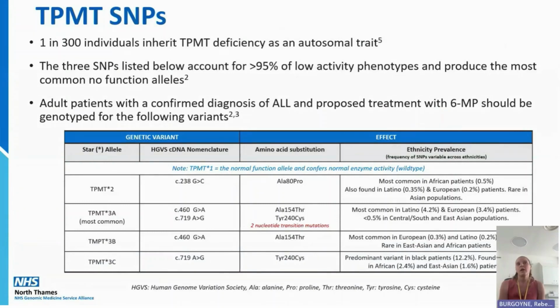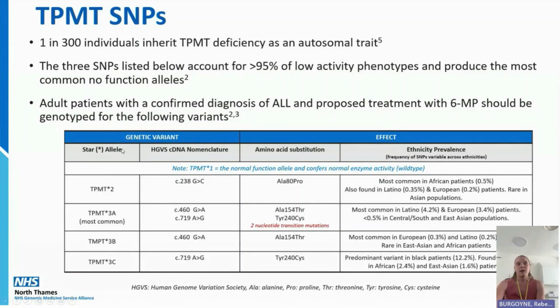So 1 in 300 individuals will inherit a TPMT deficiency as an autosomal trait. And the 3 SNPs listed below, which we're going to talk about, will account for over 95% of the low activity phenotypes that we see, and they produce the most common no function alleles. So adults with a confirmed diagnosis of ALL and proposed treatment with 6-MP should be genotyped as a minimum for the following variants. So I'm just going to take a bit of time to talk you through the nomenclature.